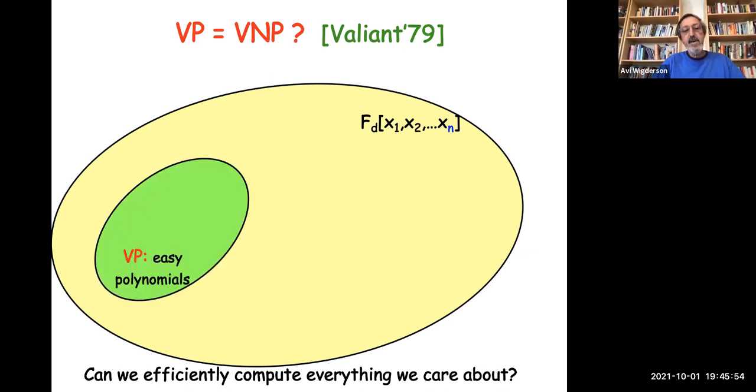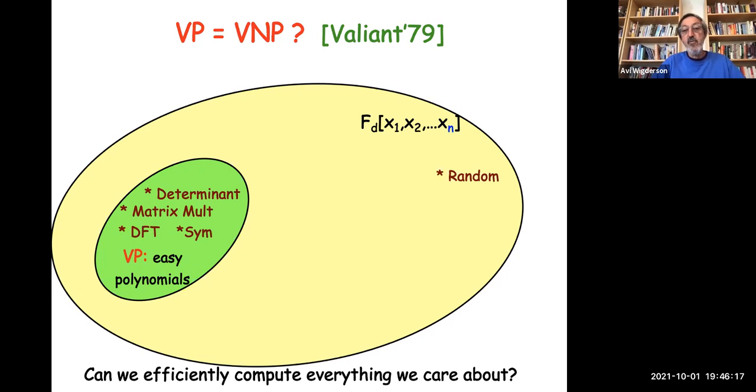As I said, VP is a class of easy polynomials, and it includes the determinant and many others: Fourier transforms, symmetric polynomials, matrix multiplication, many others that we can compute efficiently. And we want to know how big this class is. Does it contain everything? Of course, it doesn't contain everything. A random polynomial is hard.